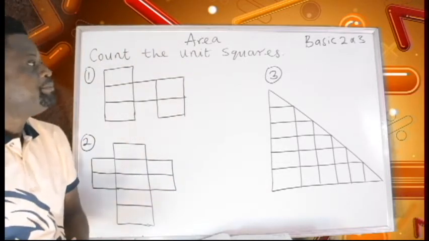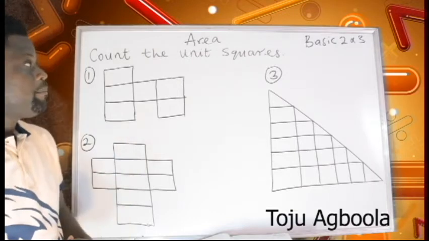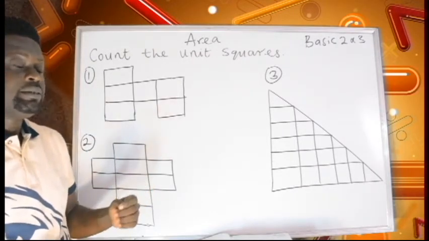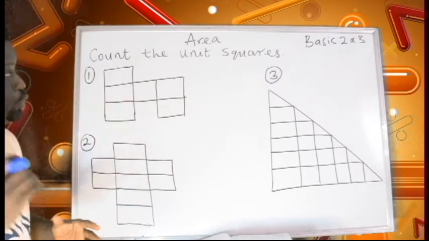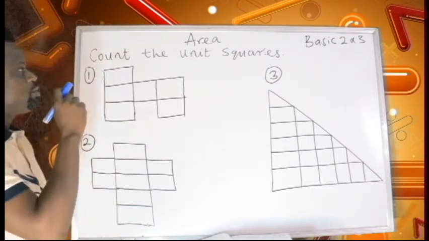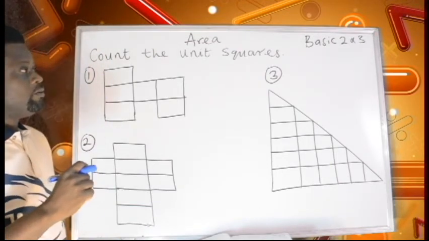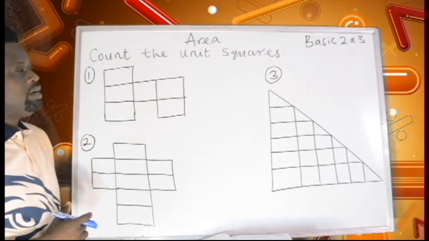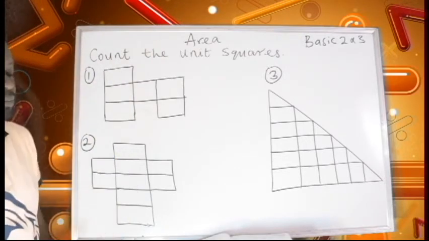Are you ready, pupils? We are still on area. In our last lesson, we talked about area of squares using unit squares. We looked at the unit square areas of squares. Those squares are regular shapes. Now we are dealing with irregular shapes.